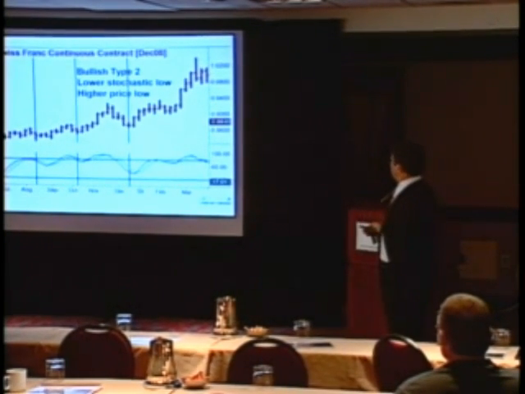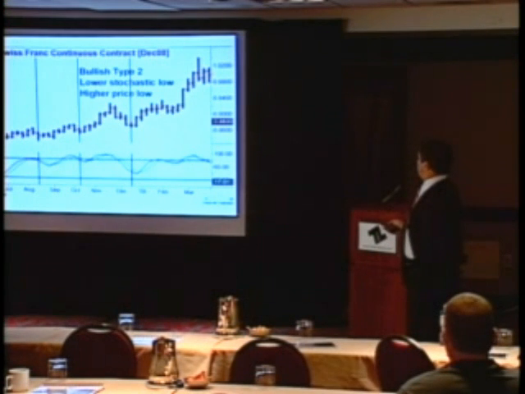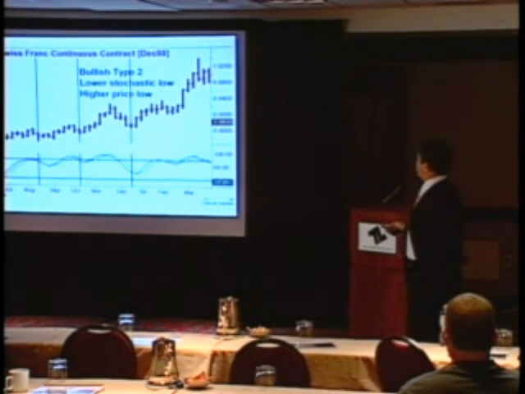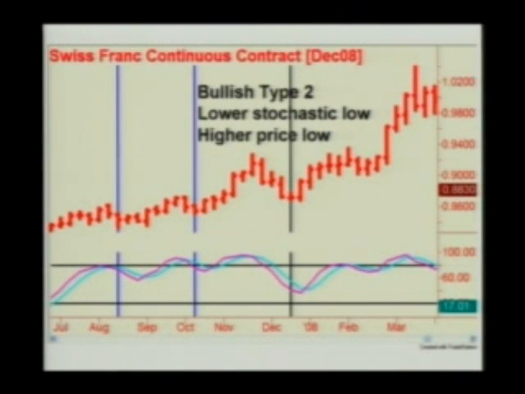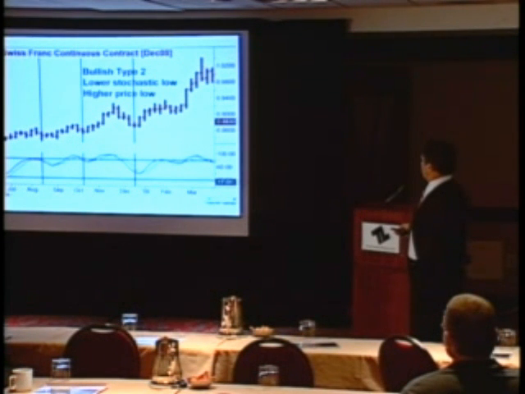A bullish example of the type 2 or bullish divergence or a trend confirmation buy signal. We have a low where the price pattern of higher highs and higher lows remains intact. Stochastic swing here and here. This one's much lower. It's an excellent type 2 setup.